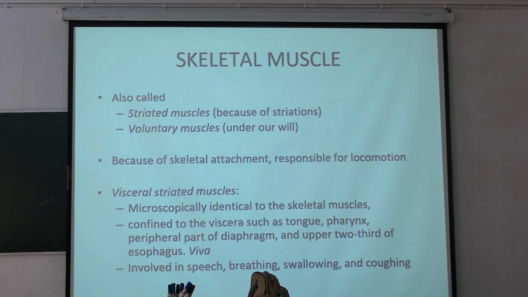Now, this again, visceral striated muscle, microscopically identical to the skeletal muscle, confined to the viscera such as tongue, pharynx, peripheral part of the diaphragm, and upper 2/3 of the esophagus. This comes in viva. Involved in speech, breathing, swallowing, and coughing.